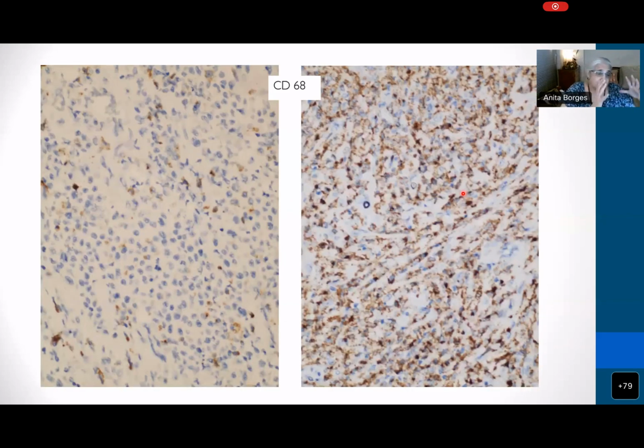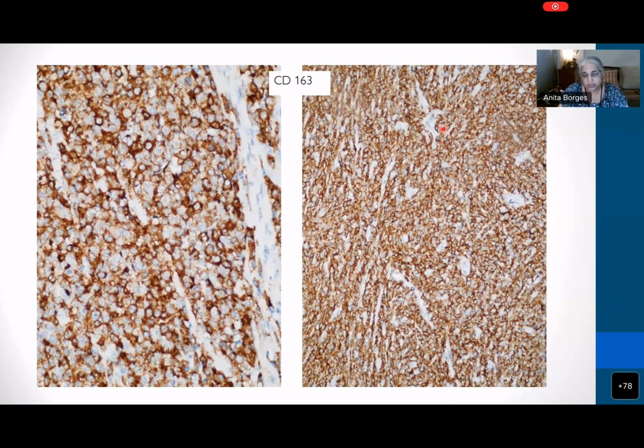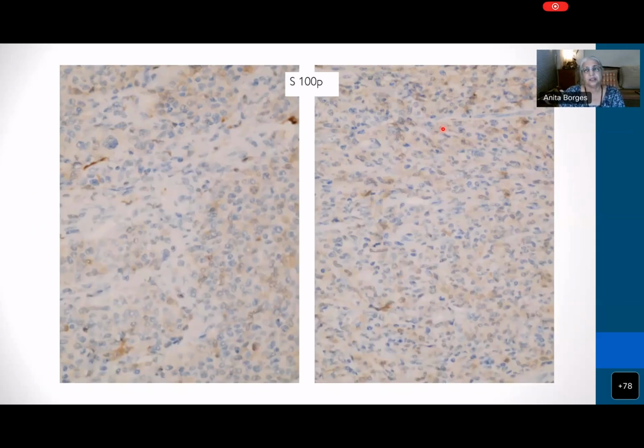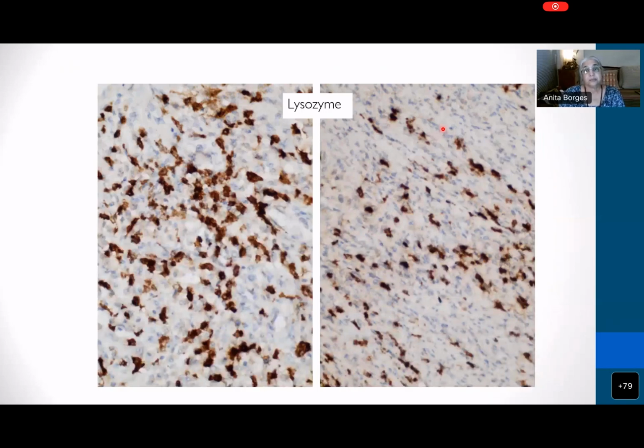And then, it's not a lymphoma, it's not a myeloid tumor, so could it be a histiocytic tumor? It's very strange, but the ones that were expressing a lot of LCA didn't have too much CD68, but the ones that were very spindly had a lot of CD68. But when you went to CD163, it was expressed diffusely in both morphological types of cells in this tumor. There's no S100 protein, but there is a lot of lysozyme.